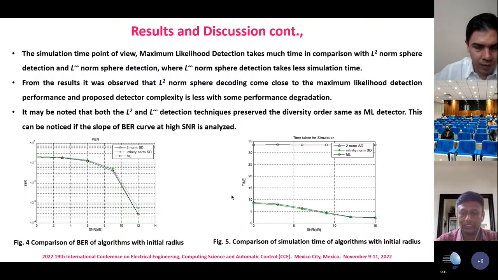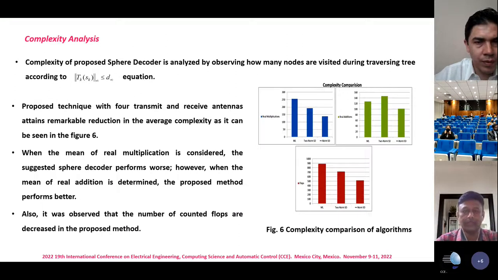And here also, for the simulation time, the maximum likelihood simulation time is high, whereas with the initial radius we have considered the other way, by restricting the search radius. And this is the complexity comparison of the same algorithms. In all these performance and complexity comparisons, we have taken the maximum likelihood and two norm SD, and we compare with our proposed method, the infinite norm SD.